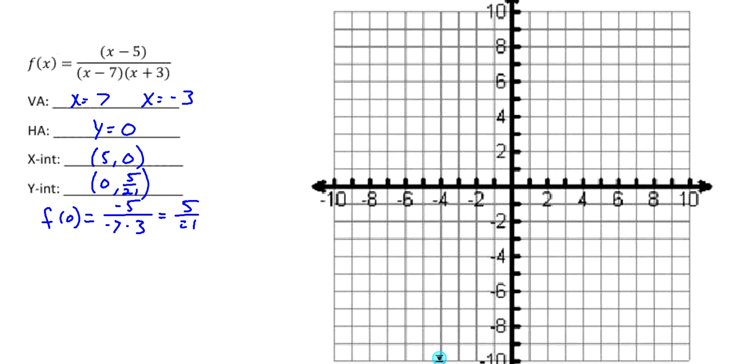All right, graph our information. So at -3, vertical asymptote, +7, horizontal at 0, x-intercept at 5, 0, and a y-intercept at 0 on the positive side up here, 5/21. I don't argue with my students on where exactly that is. That's close enough. Okay. Technically, it's closer to a quarter, but at this point, it doesn't really matter as long as it's between 1 and 0.